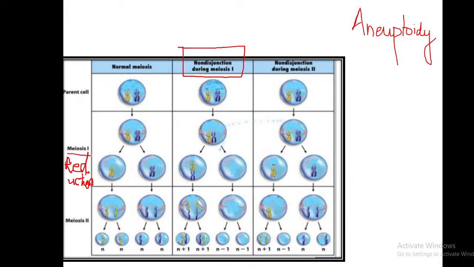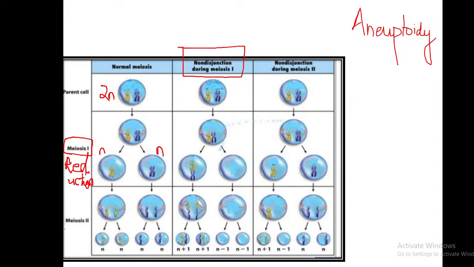First meiosis is reduction division. In the first meiotic division the chromosome number is reduced. Here the chromosome number is 2n and it is reduced to n and n. That is, first meiotic division is reduction division.